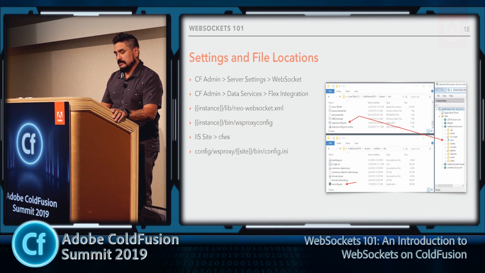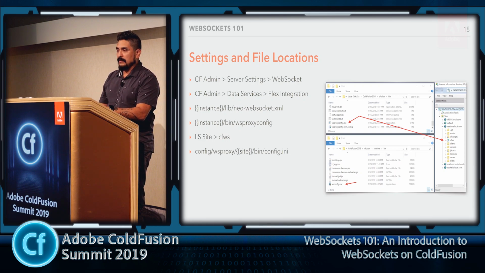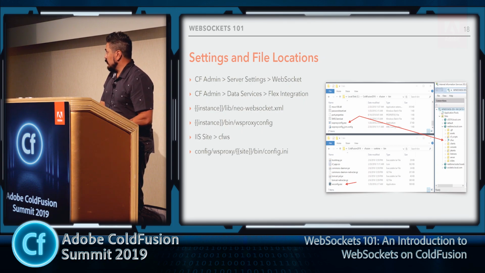That will create a virtual application on your site called cfws. The configuration for that is under config, wsproxy, the site number, bin, config.ini. This is where the port number is defined and everything. This is everything that wsproxyconfig does for you, and it's important to know these locations.